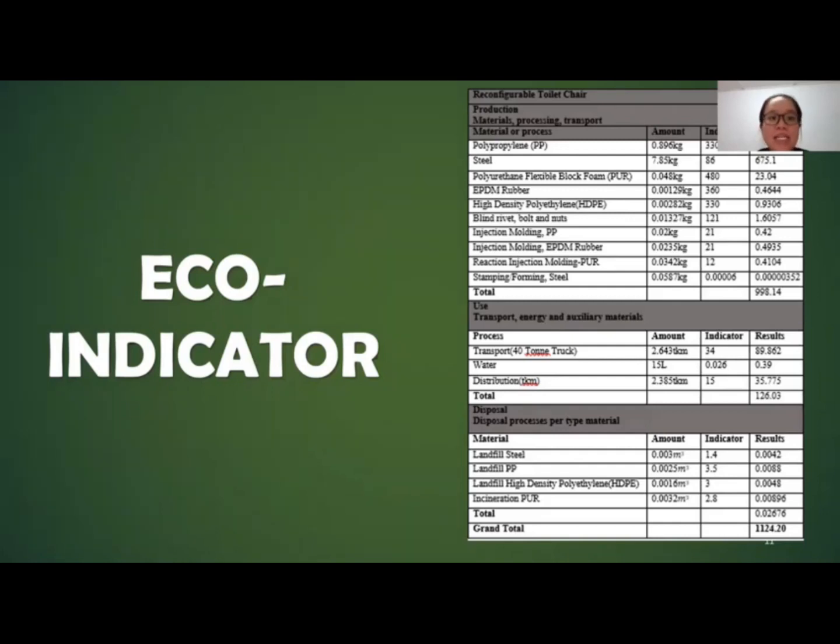Next is the eco indicator. The eco indicator for the entire product is version 124.20. Based on the eco indicator that has been calculated, the value for the production material, processing and transport is 998.14, whereas the result for the use of transport, energy and auxiliary materials is 126.03, and the value obtained during the disposal phase is 0.02676.